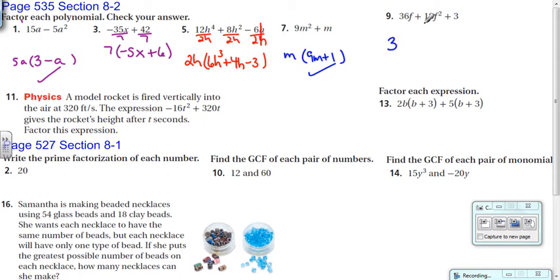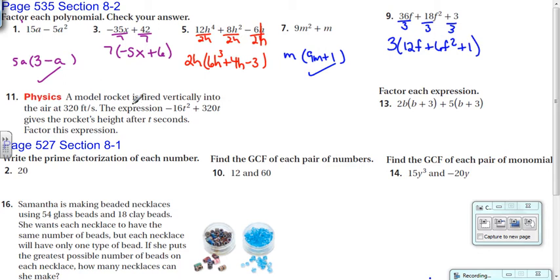They all don't have the same letter in common, so all I can do is divide everything by a 3. So 36 divided by 3 is 12. Then I have my f. 18 divided by 3 is 6, and I still have that f squared. And 3 divided by 3 is 1. So now 12, 6, and 1, greatest common factor is 1.